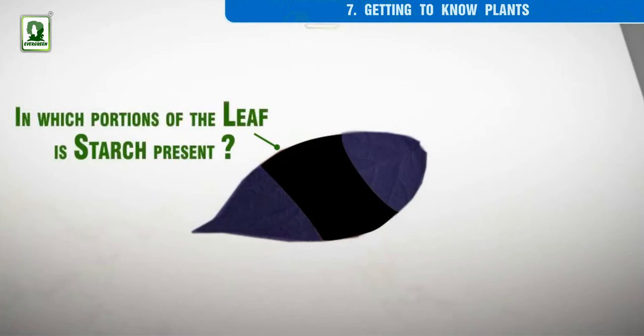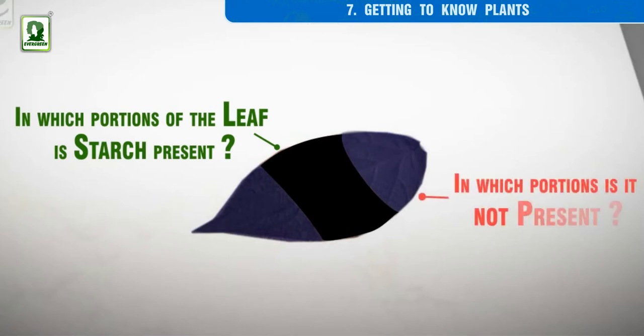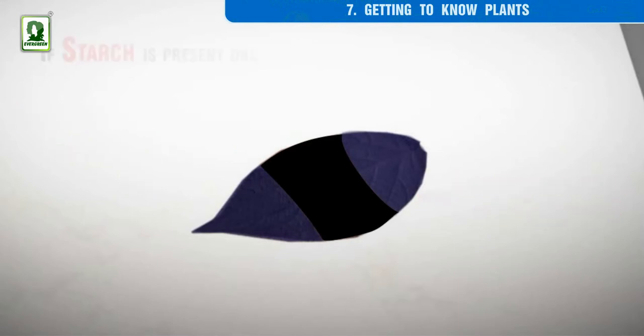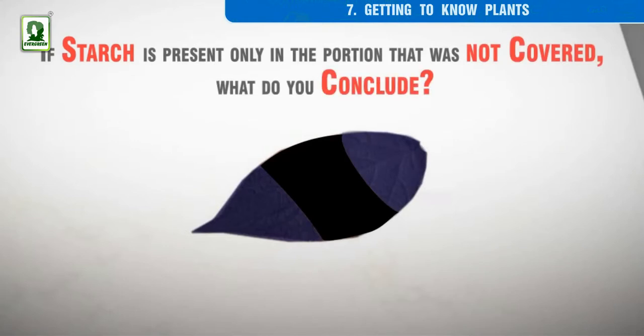In which portion of the leaf is starch present? In which portion is it not present? If starch is present only in the portion that was not covered, what do you conclude?